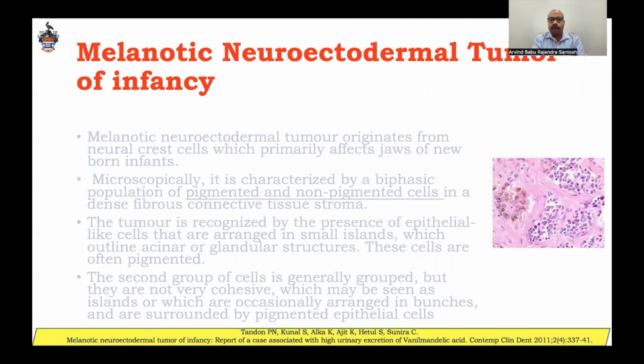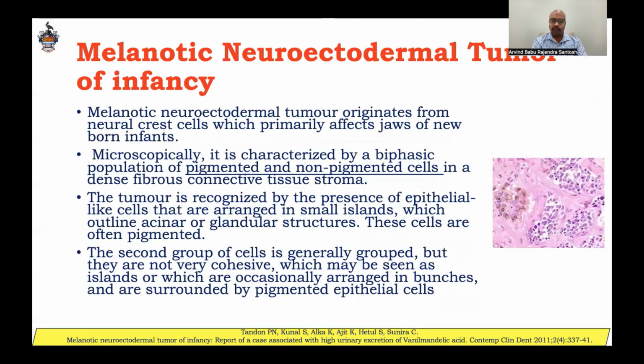The next thing is melanotic neuroectodermal tumor of infancy. This lesion is also considered a biphasic tumor. As we all know, this is a benign tumor, but it's aggressive, and probably that's the reason why it is considered a biphasic tumor, because it's locally destructive. Melanotic neuroectodermal tumor originates from the neural crest cells, which primarily affects the jaw of newborn infants. Microscopically, it is characterized by a biphasic population of pigmented and non-pigmented cells.